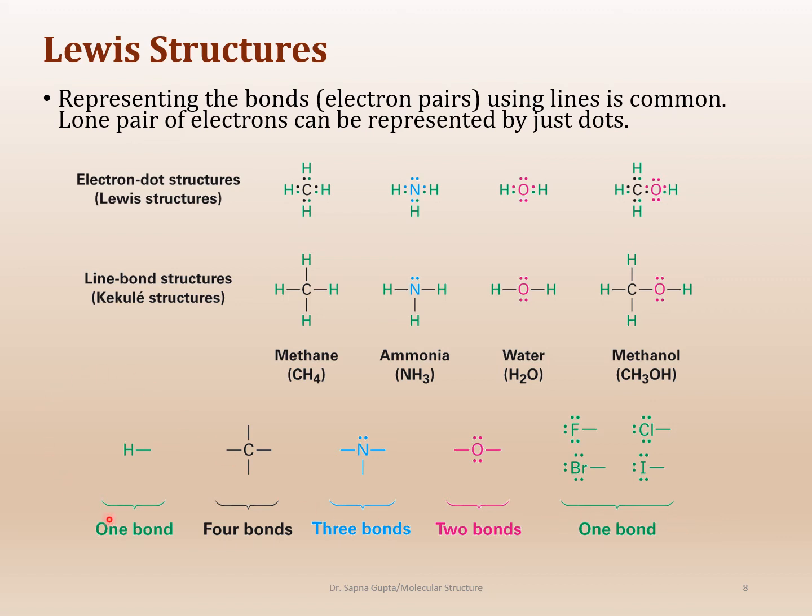So hydrogen should have only one bond, carbon 4. Nitrogen will always have 3 bonds, oxygen will have 2 bonds, and all the halogens will have 1 bond. Okay, so hydrogen and halogen, 1 bond. What that really means is that hydrogen and halogens will be found as terminal atoms, terminal meaning at the end, whereas you find oxygen, nitrogen, carbon as central atoms.